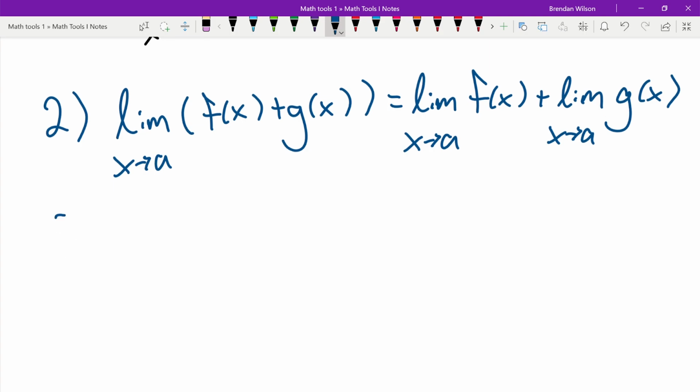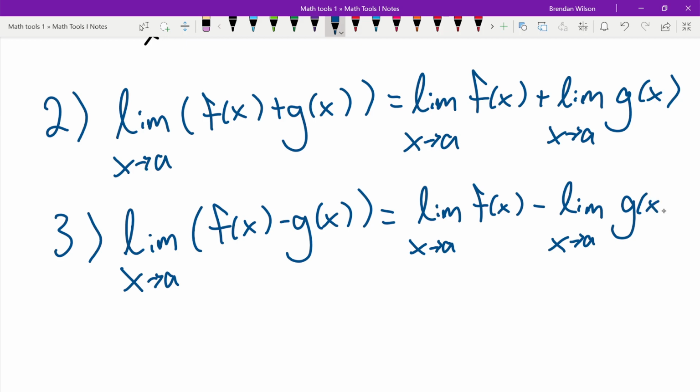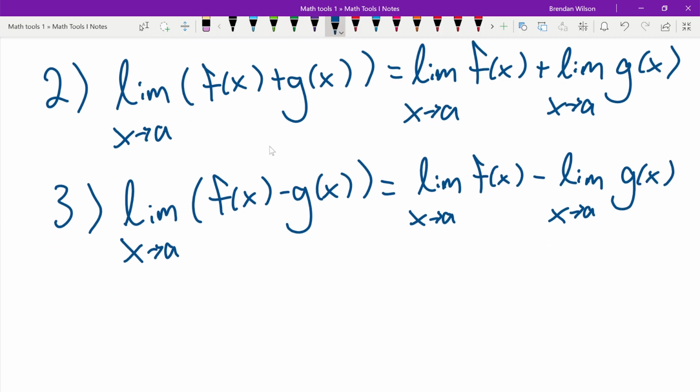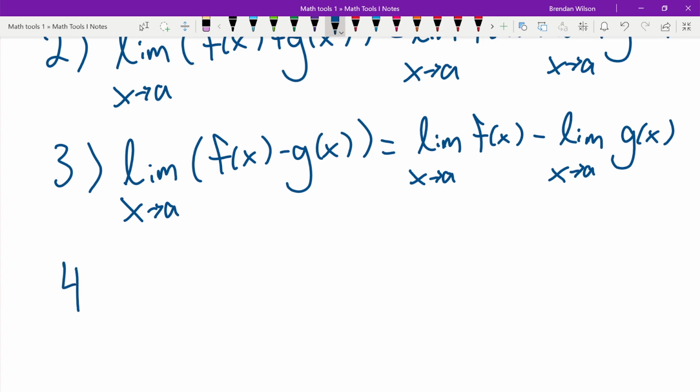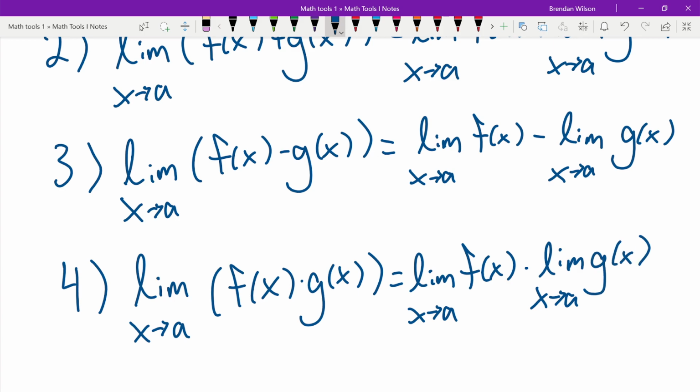So number 3 will be doing the same thing, but with subtraction. The limit as x approaches a of f of x minus g of x is equal to the limit as x approaches a of f of x minus the limit as x approaches a of g of x. And then we can also do this for multiplication. So the limit as x approaches a of f of x times g of x is the limit as x approaches a of f of x times the limit as x approaches a of g of x.